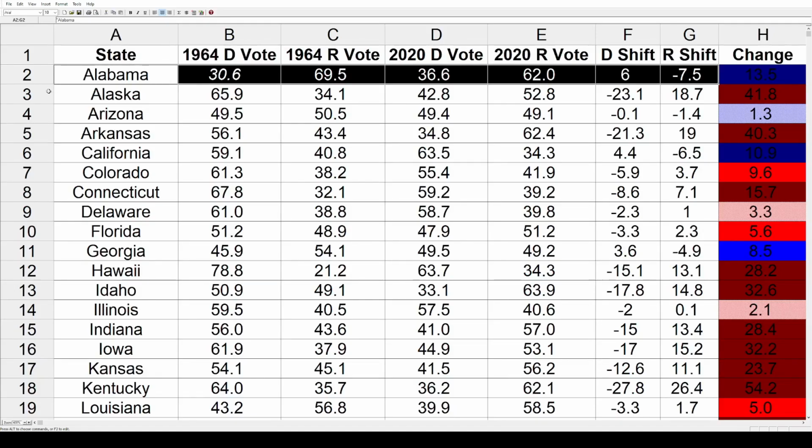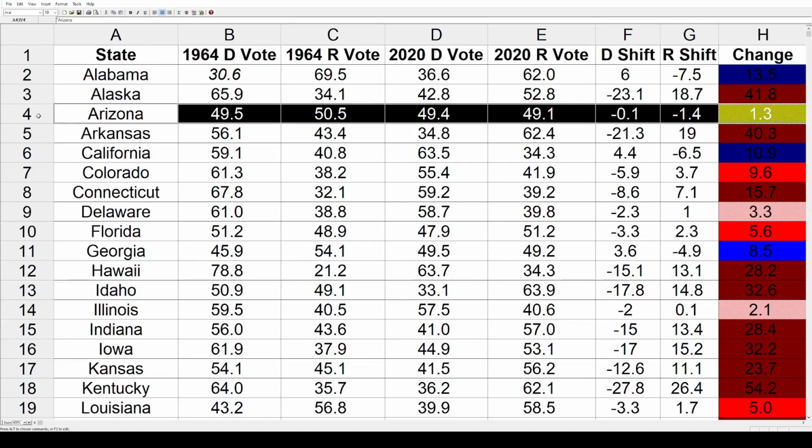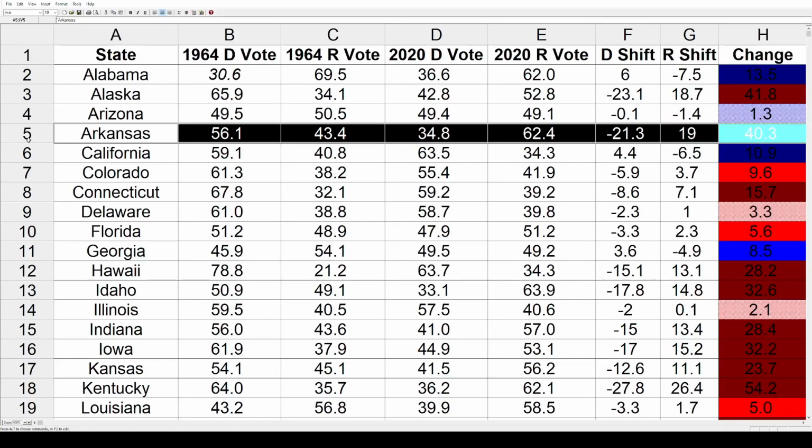So that's how this works. Let's move quickly through the rest of these states. Alaska, that had a monster shift toward the Republicans of 41.8. In Arizona, that was Barry Goldwater's home state in 1964. He was able to narrowly carry it by 1 point, and the state didn't really shift that much over all these decades, only 1.3 toward the Democrats. Arkansas, on the other hand, had another massive shift toward the GOP of 40.3.